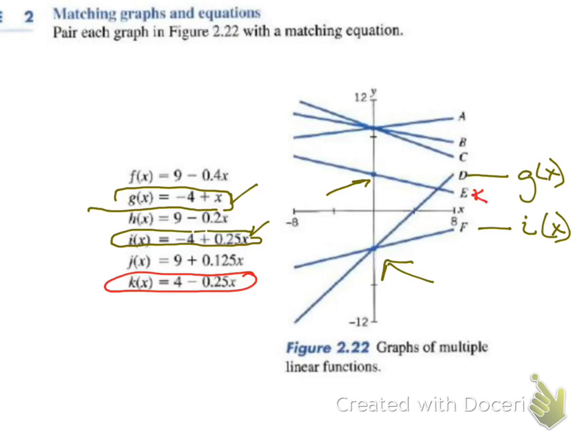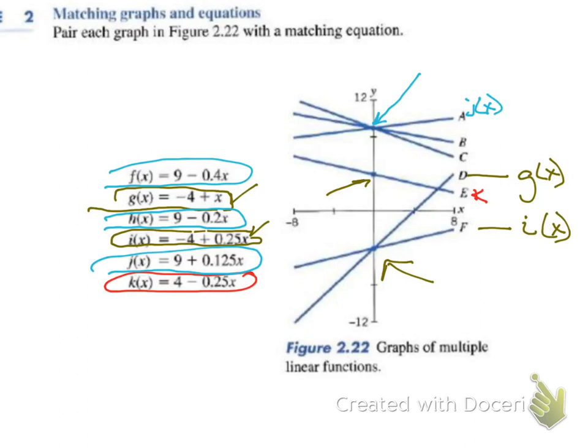So now we'll change color one more time. Do you see how these three lines all have the same y-intercept, and that y-intercept is 9? So we have three equations. Here, look at the slope is negative 0.4. This slope is less, negative 0.2. This slope is positive 0.125. So A is the positive one, so that's the j of x.